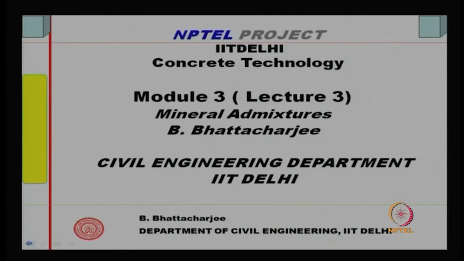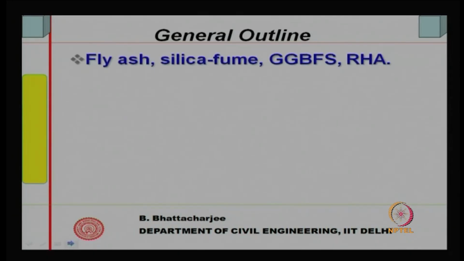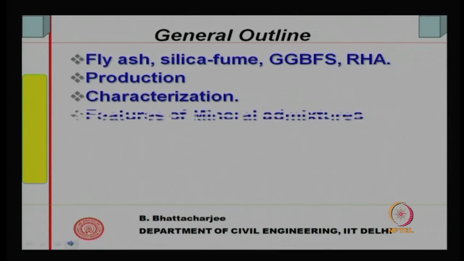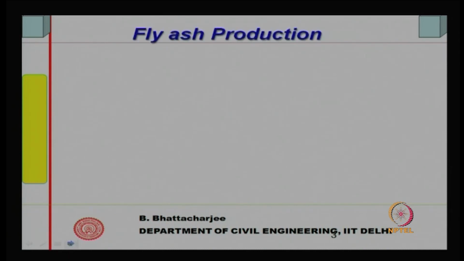Now, we shall be looking into mineral admixtures. Module 3 lecture 3 deals with mineral admixtures. The general outline of our discussion would be something like fly ash, silica fume, ground granulated blast furnace slag, rice husk ash, etc. These are all mineral admixtures, their production, characterization and some features of the mineral admixtures. So, that is what we will look into in this lecture 3.